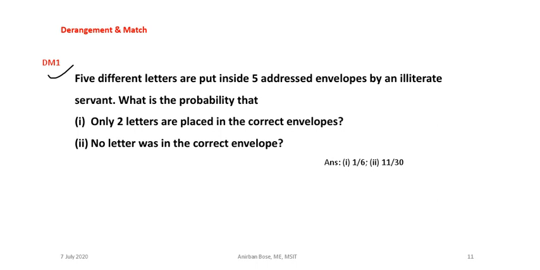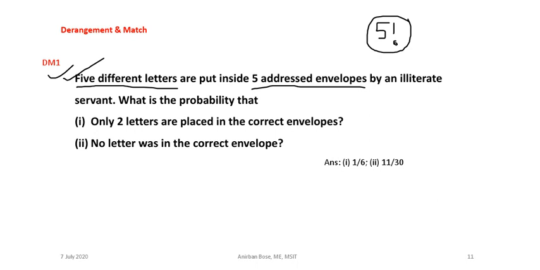Let us first find out what the random experiment is. The random experiment is that there are 5 different letters and 5 different addressed envelopes. How many different ways can one put these 5 letters into 5 different addressed envelopes? That is very simple, simply 5 factorial ways. So this is the total number of outcomes of this random experiment, that 5 different letters are put into 5 addressed envelopes.